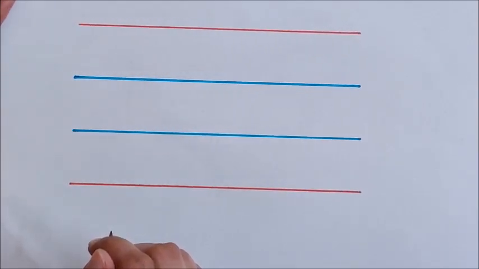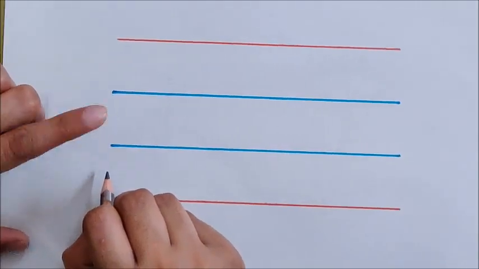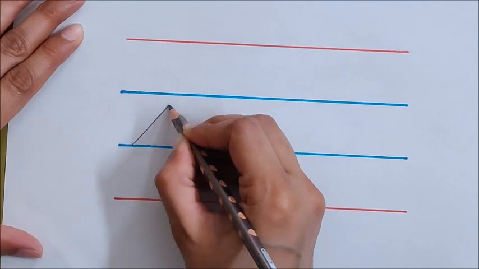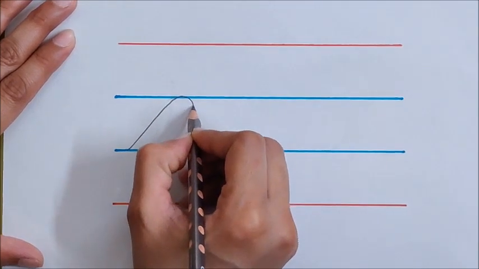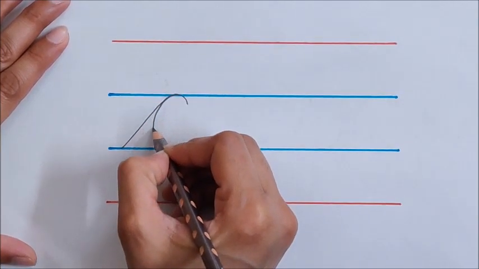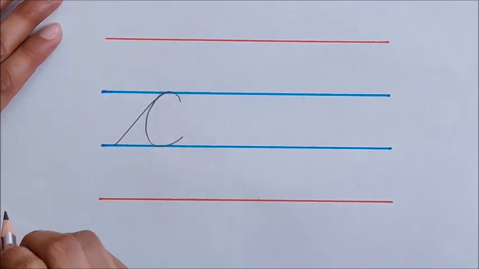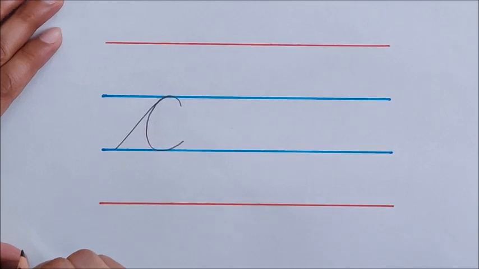So children, first let us see how to write letter C. To write letter C, you have to start from the lower blue line. Make a slanting line, touch the blue line. Now, come a little down and then come back on the same line, touch the blue line and a little up. This is C, C.